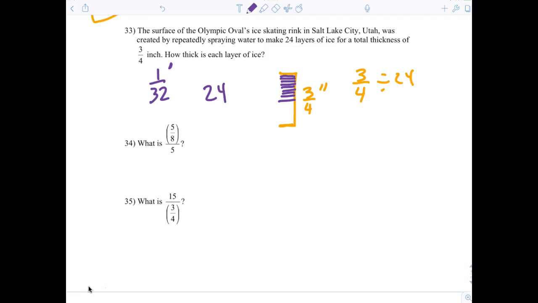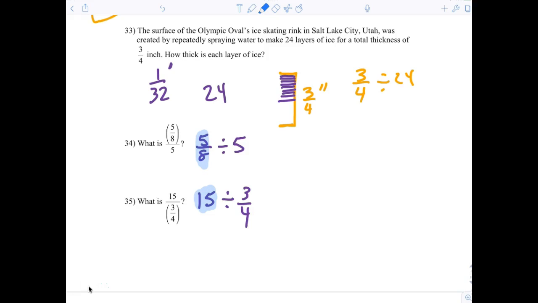All right, now let's look at the next one. What does 34 actually say? 5/8 divided by 5. That is 100% correct. That means 5/8 divided by 5. The second, number 35, means what? No, I'm not asking for the answer. 15 divided by 3/4. Yes, you have to understand that. So just to make sure you understand, I'm dividing 5/8 in question 34. I'm dividing 15 in question 35.